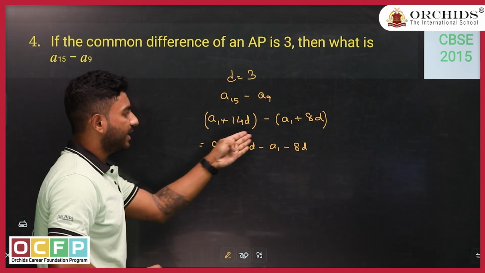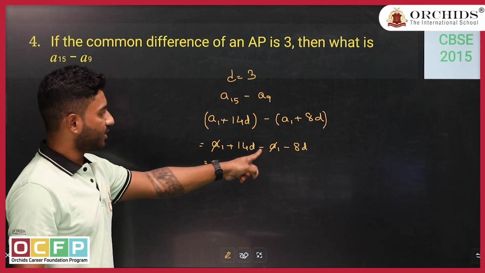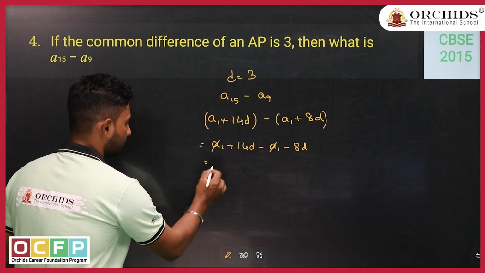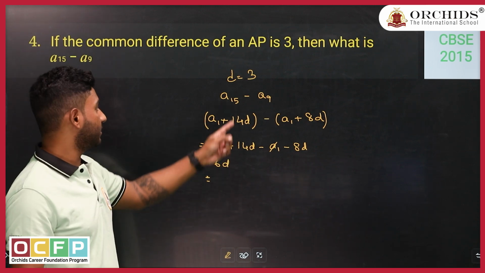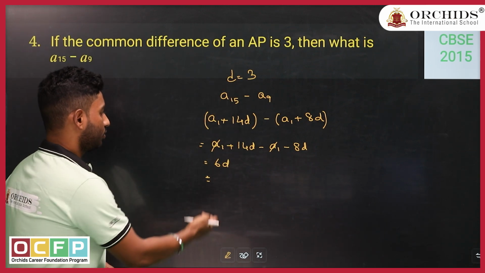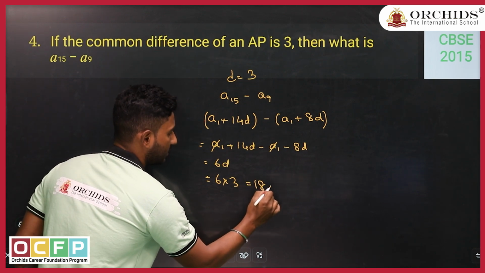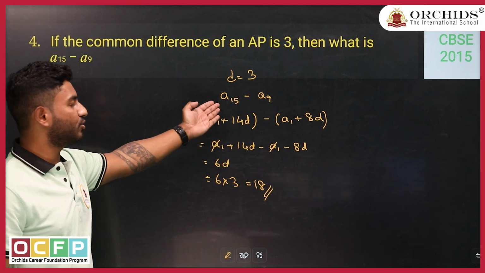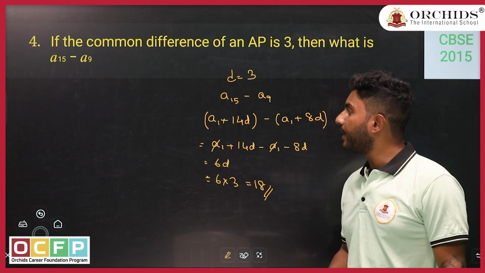Correct? What is A1 minus A1? Gone, 0. What is 14d minus 8d? It's 6d. But we know what is d. What is d? It's 3, right? So just put 3 here, 6 into 3. So what's the answer? Answer is 18. So they asked you to find A15 minus A9 and we got the answer to be 18.